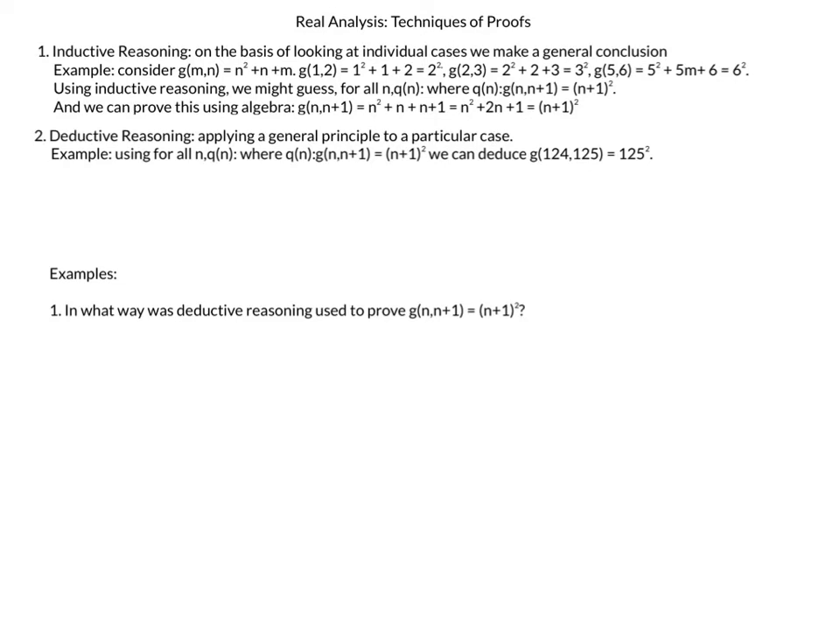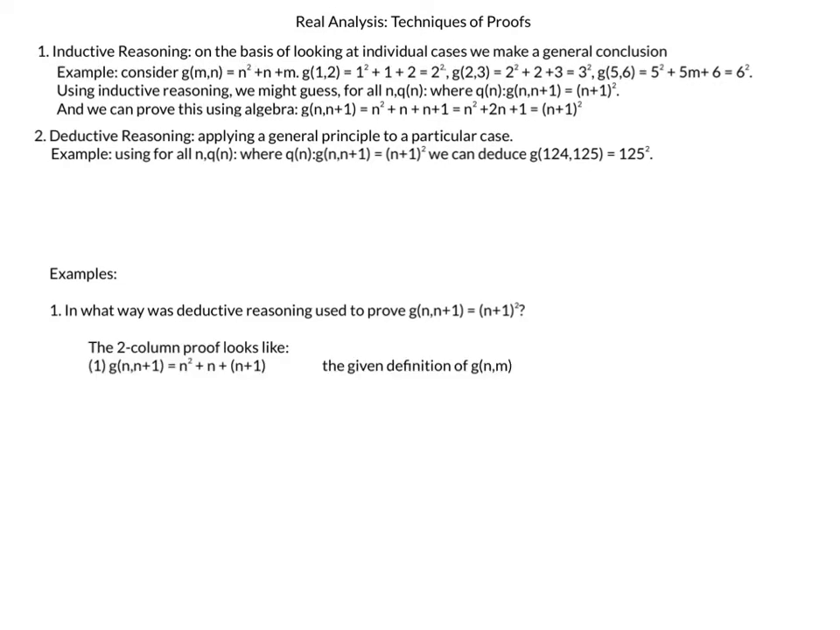Our first example is the question, in what ways was deductive reasoning used to prove g of n, n plus 1 is equal to n plus 1 squared? Recall the proof was written here, but I have it in a 2-column proof where we have the steps on the left-hand side, and on the right-hand side we have the justification. So we start with g of n, n plus 1, and we use the definition of it. That's going to be n squared plus n, and then our n plus 1.